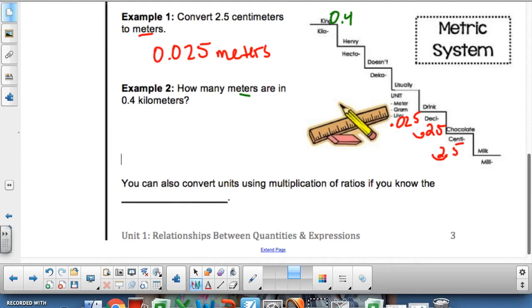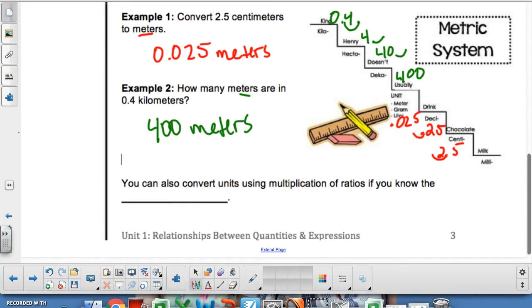Well, kilometers are really, really long. A kilometer is kind of comparable to what we would think of as a mile. And I'm going all the way down to a meter, which is more comparable to a yard. So there are a bunch of yards in a mile. So that means as I go down, I'm now going to be moving that decimal over this way. So I'm going to have 4 hectometers, 40 decameters, because I'm moving that decimal place one more time, and then I'm going to move the decimal place one more time here and get 400 meters. So there are 400 meters in 0.4 kilometers.